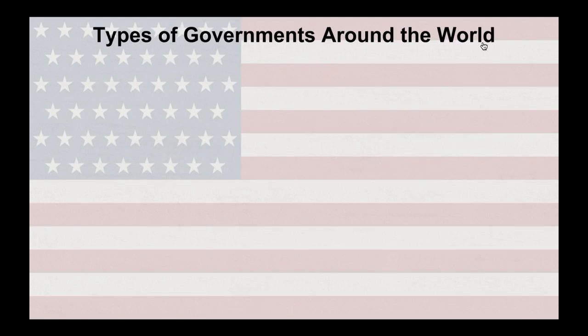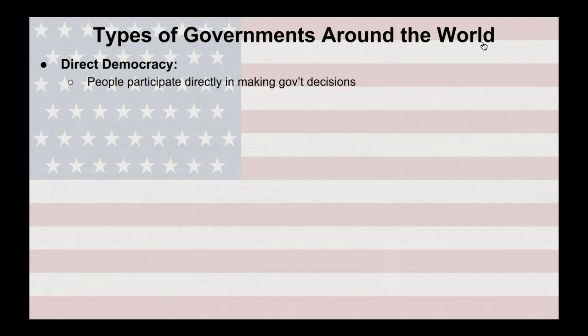Now, if we shift gears a little bit, we know we have a representative democracy that's kind of an amalgamation or a hybrid of democracy and a republic. Let's look at the different types of governments around the world. First of all, there is something known as a direct democracy. And this is when people participate directly in making government decisions.